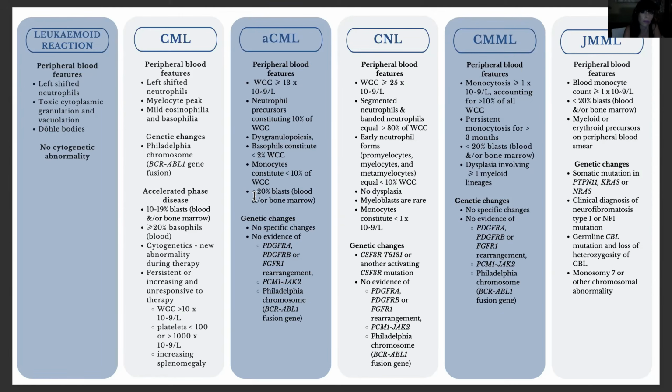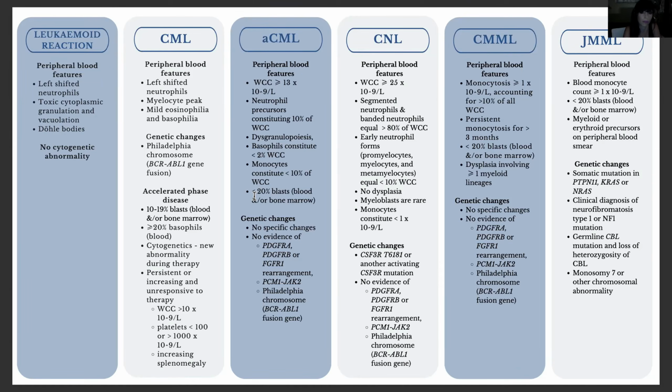So just remember that the magic number for blast percentage is 20% for all these conditions, because as soon as you hit 20% in the blood or bone marrow, then you're looking at acute myeloid leukemia. There are no specific genetic changes that we see in atypical CML, but as you mentioned, Sam, that we'll often see rearrangements.